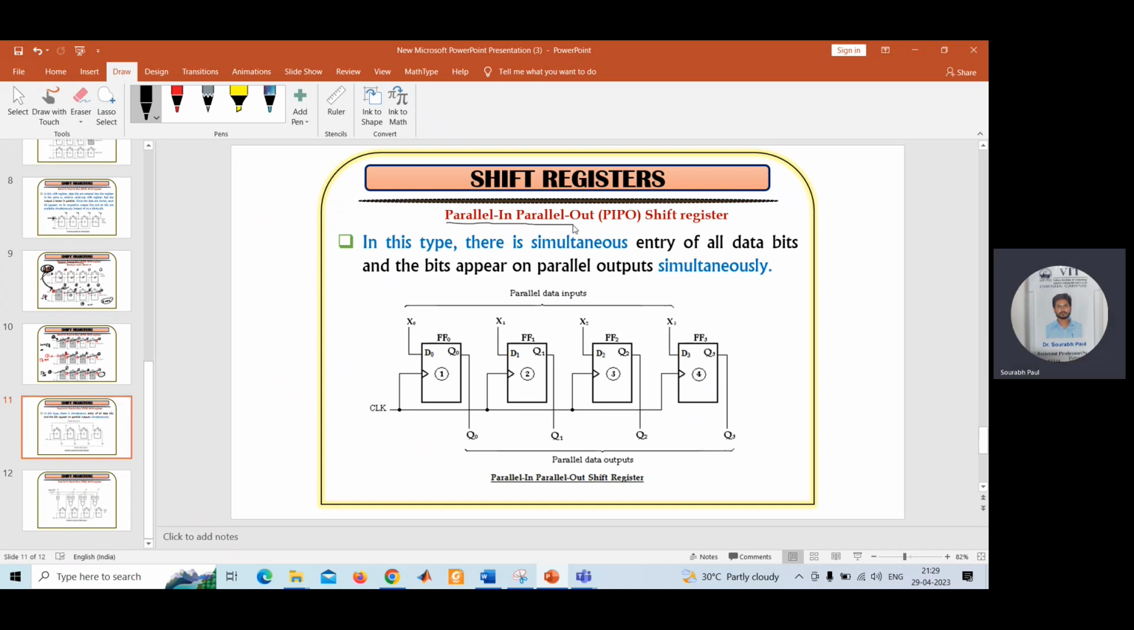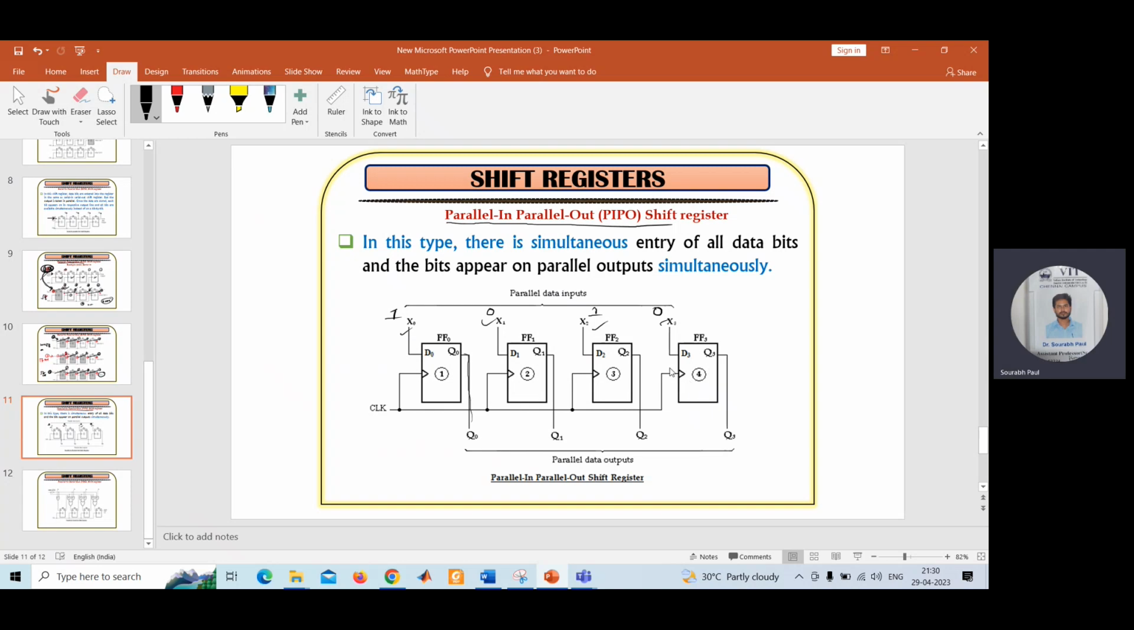Okay. Now come to the next category, that is parallel in parallel out. So parallel in parallel out is the simplest one. You need to input this particular bit pattern. Suppose, for example, I can take the example of 1010 bit pattern. Okay, so 1010 I am applying in these 4 terminals of this parallel in parallel out shift register. So these are the parallel inputs and these are the parallel outputs.